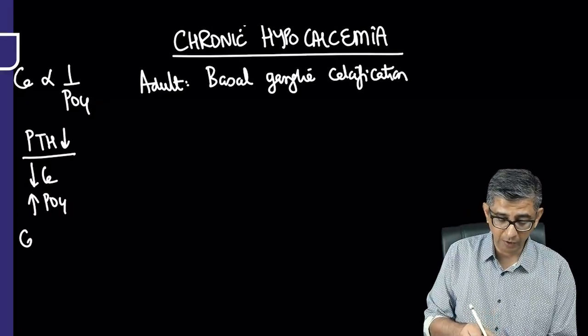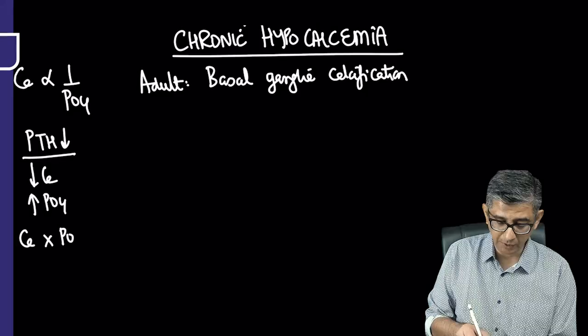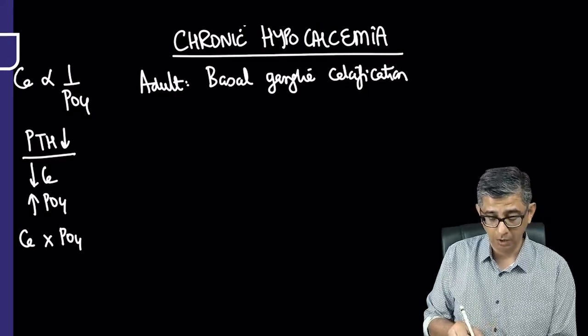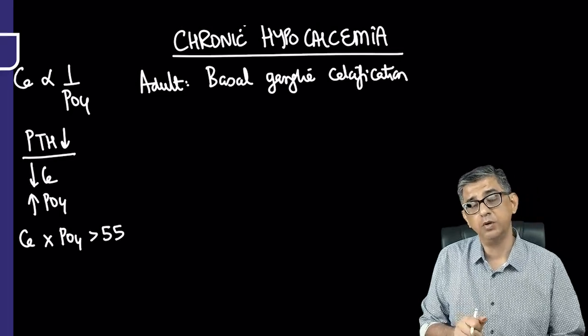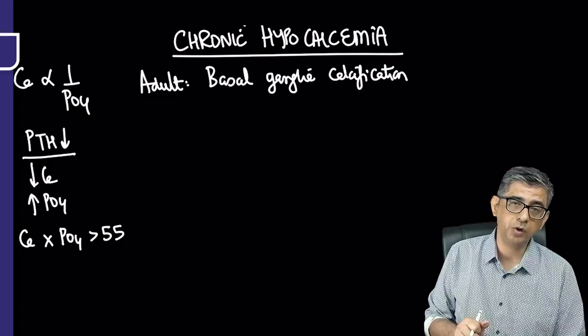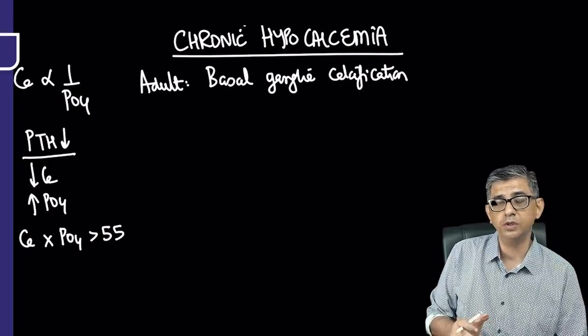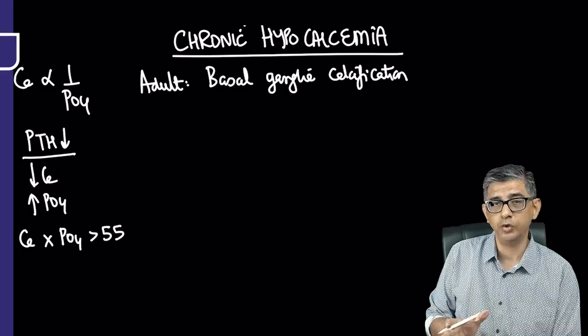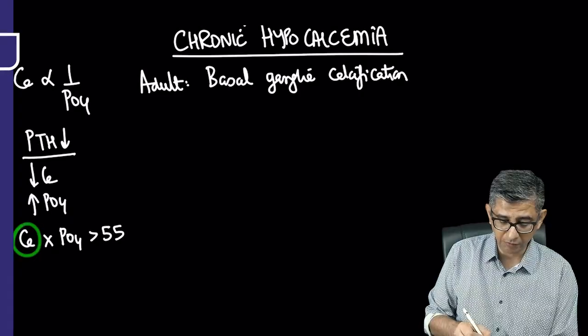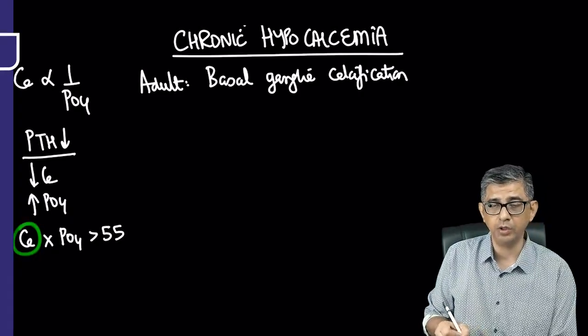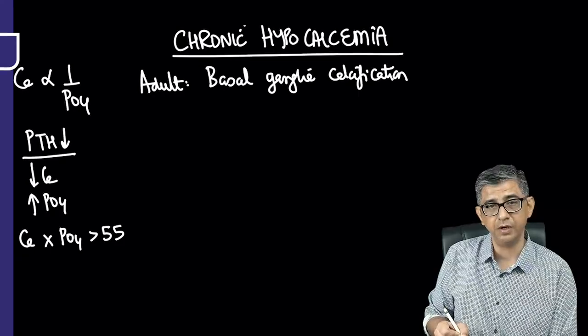I'm telling you a mathematical rule: if the calcium-phosphate multiplication product in the body crosses 55, listen to this carefully, the two will chelate and get deposited in the tissues. So it does not matter that only calcium is elevated. If calcium is elevated and the multiplication product is more than 55, there is deposition of calcium phosphate in tissues.